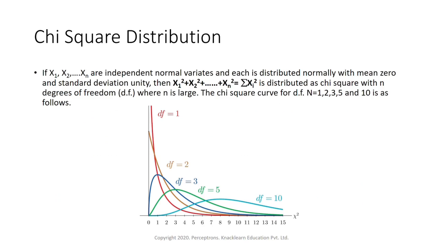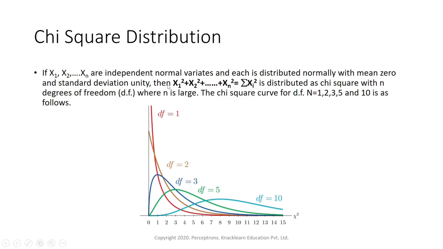The chi-square test also follows a distribution which is called the chi-square distribution. Suppose x1, x2, ..., xn are independent normal variates. So we have some independent normal variables, x1, x2, x3 till xn, and each is distributed normally with mean 0 and standard deviation unity. So here the mean is 0 and the standard deviation is 1.